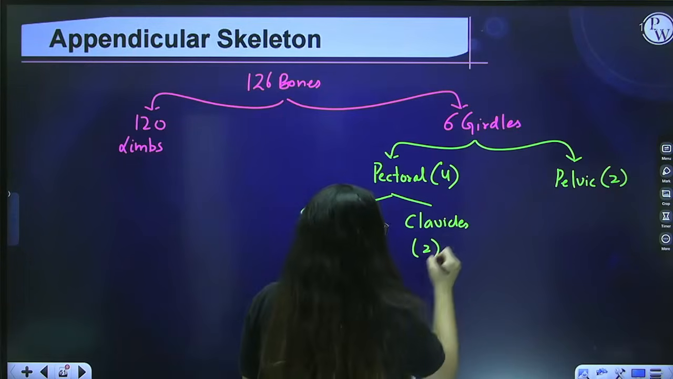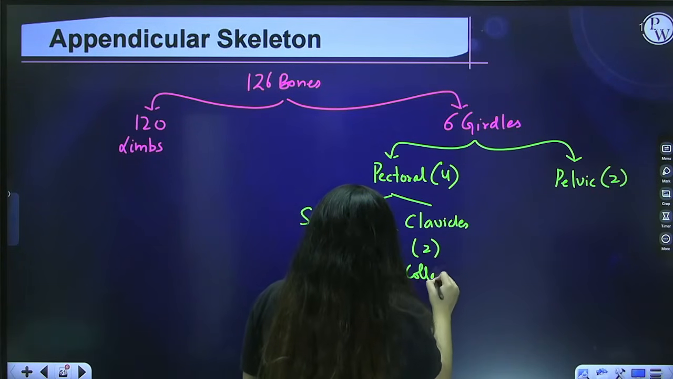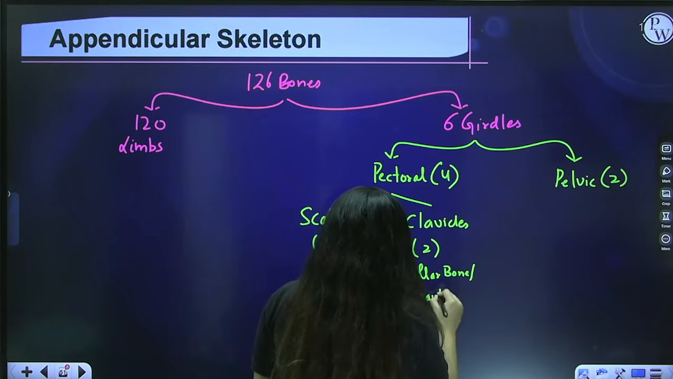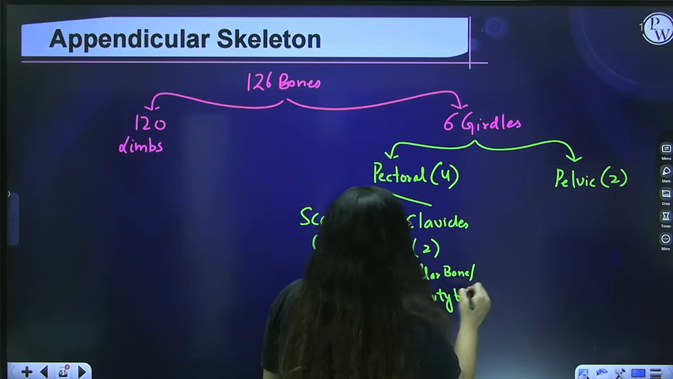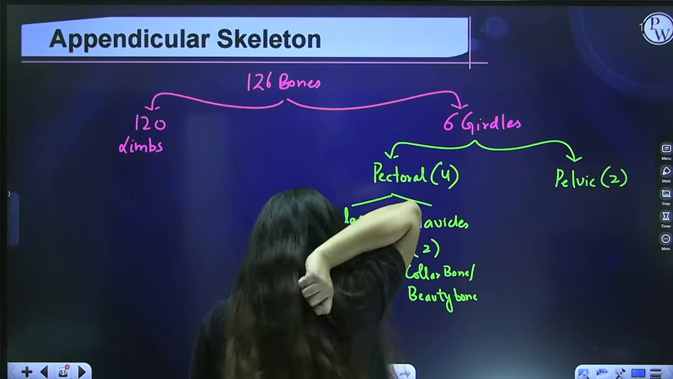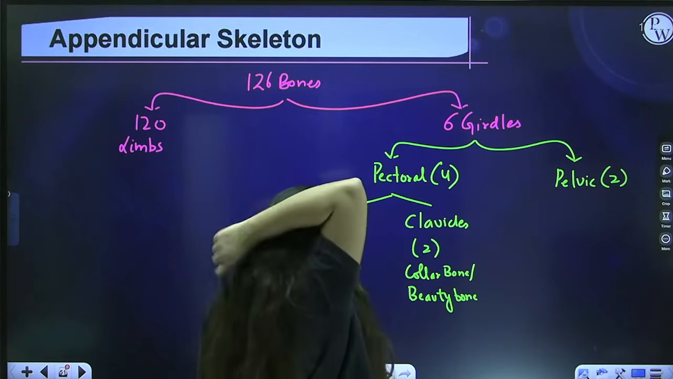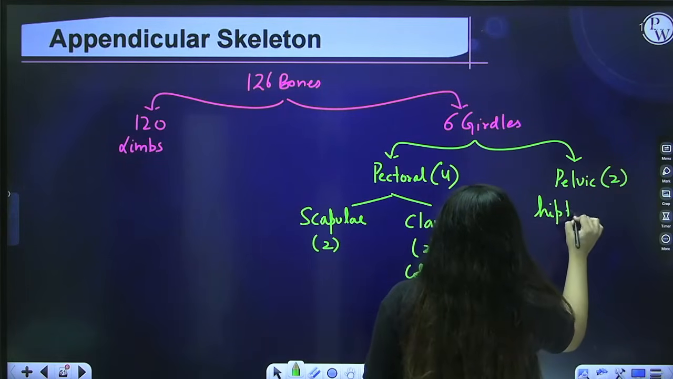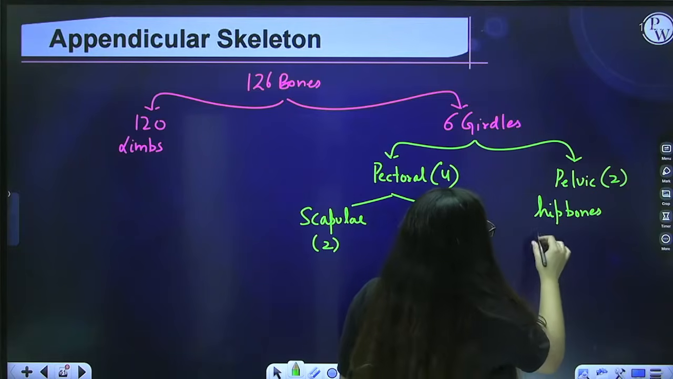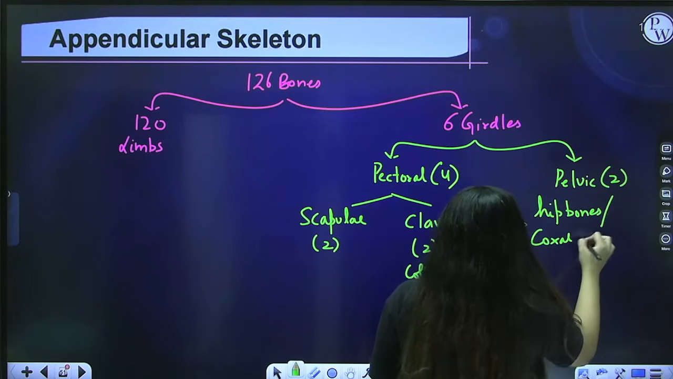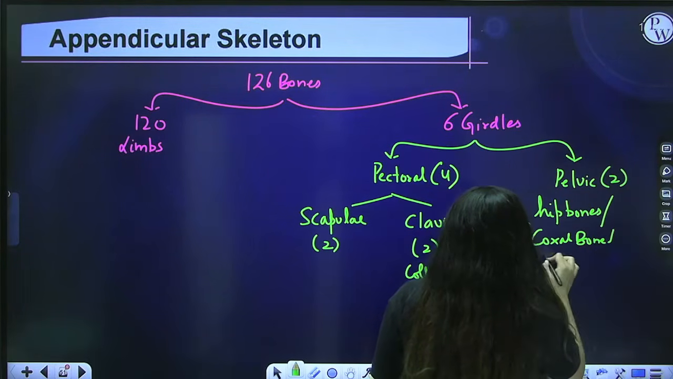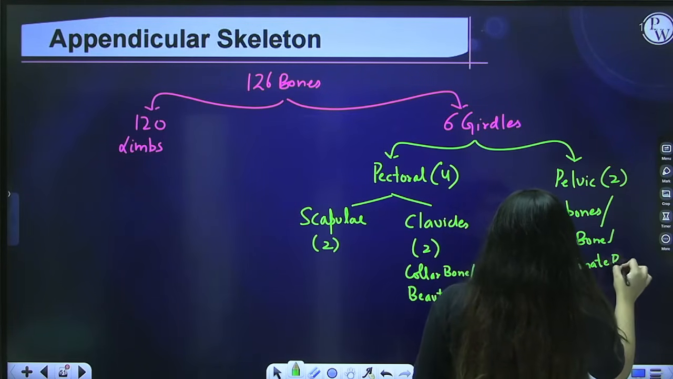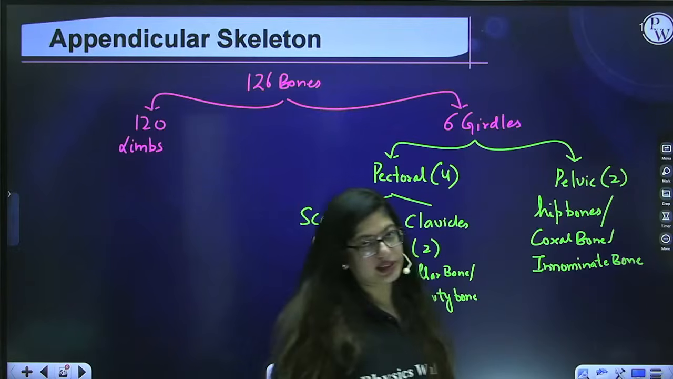Clavicles are also known as collarbones, or beauty bones. Whereas scapulae are your shoulder blades, present right here. Pelvic girdle is formed by hip bones. How many hips do you have? 2. Hip bones are also known as coxal bones, and another name for hip bone is innominate bone. These are the 3 names for one single bone.